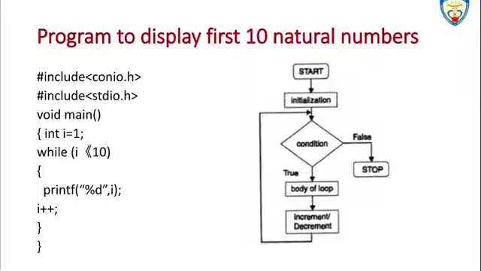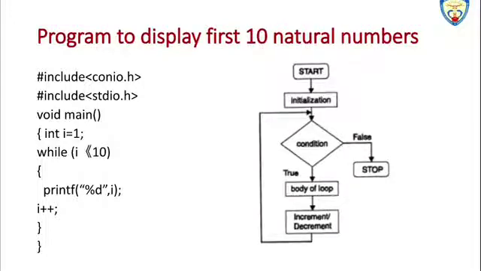If we look at the flow chart, you have to give the initial value. You have to start the number from 1, so i equals 1. Then you have to check the condition. The condition is that we have to display only the first 10 natural numbers, not more than that. 11 you don't have to display. So your i should be less than 10. Your condition will be checked. If it is true, then the body of the loop will be executed, and then the i value will be incremented. Then again the condition will be checked. Whenever the condition is false, it will directly come out of the loop.